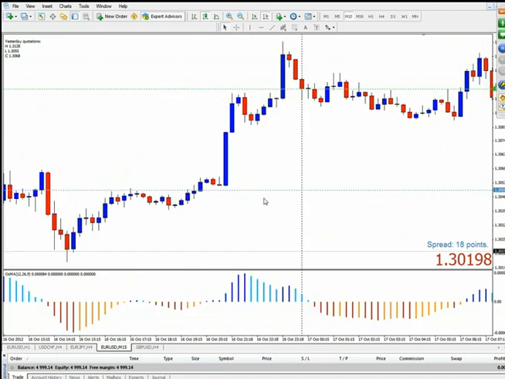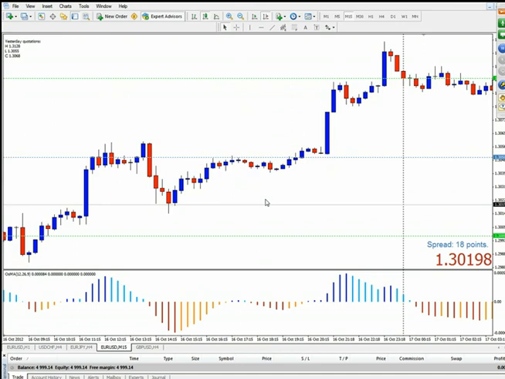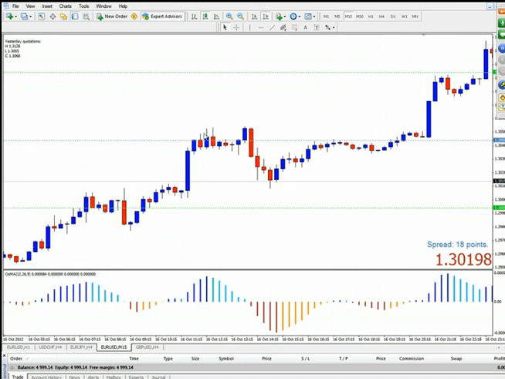So let's find another one. See right here, it came down, it put in this pullback. The trend is bullish here. Put in this pullback right here, came up, and another lower low here. So here it is. But on the indicator, it's not divergent. Watch.